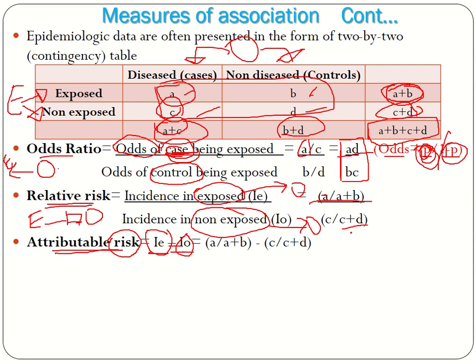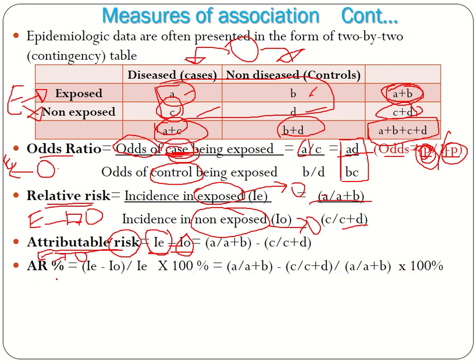So in this case, it is not the relative contribution of the exposure in the outcome, but the absolute contribution of the exposure in the outcome. So what does incidence in exposed minus incidence in non-exposed give us? The absolute effect, how much it is. It tells us not the relative effect of exposure but the absolute effect of exposure on the outcome. Attributable risk can also be calculated in terms of percent. Alternatively, in terms of percent, what will it be?